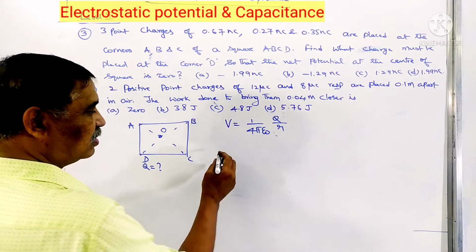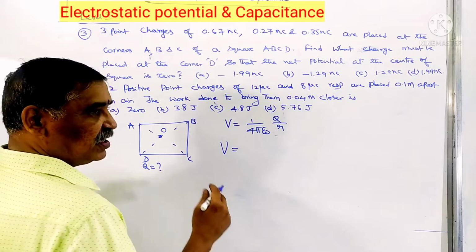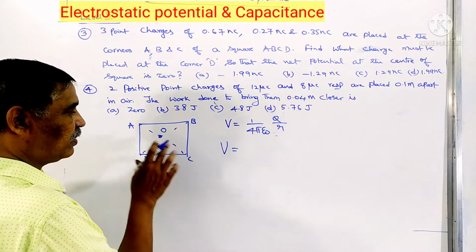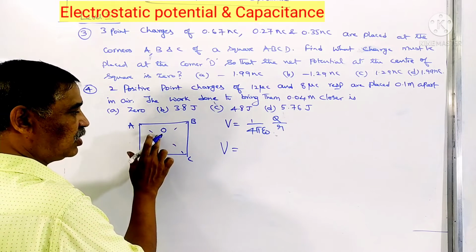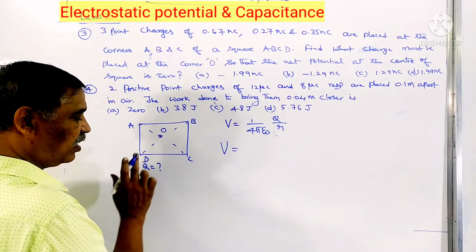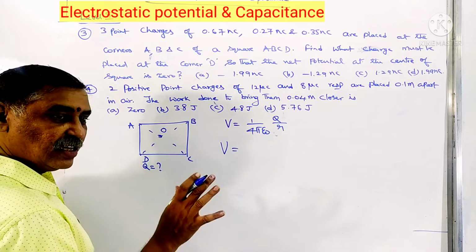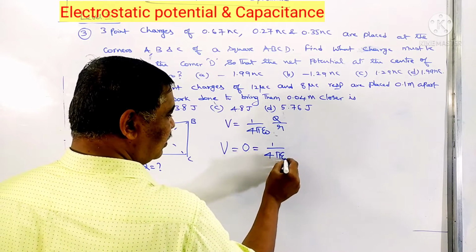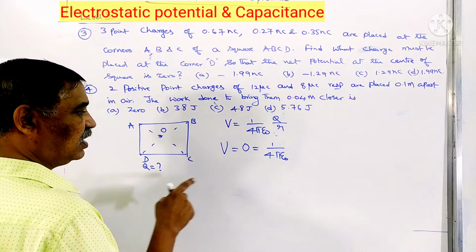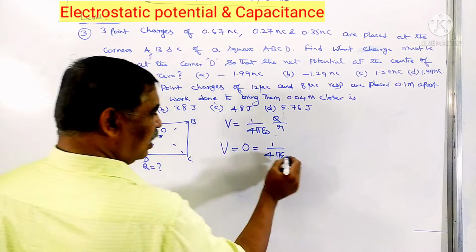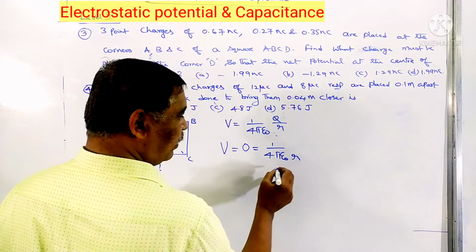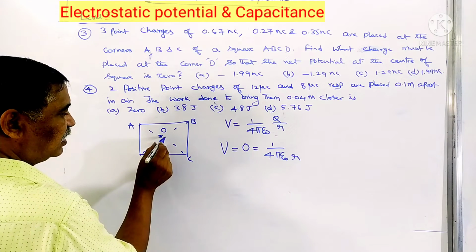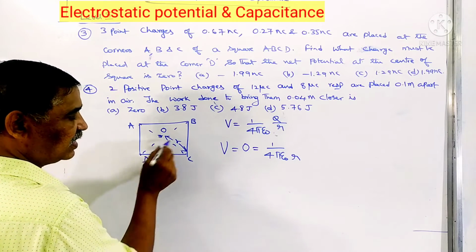Net potential is 0. So net potential V is equal to sum of the potentials. Sum of the potentials is nothing but potential at O due to A plus potential at O due to B, potential at O due to C, potential at O due to D. This is given as 0. That means potential of the first charge, if I write it, 1 by 4 pi epsilon naught. R is also the same for all charges. Therefore I take 1 by 4 pi epsilon naught R. So R is nothing but the distance from center to corner.